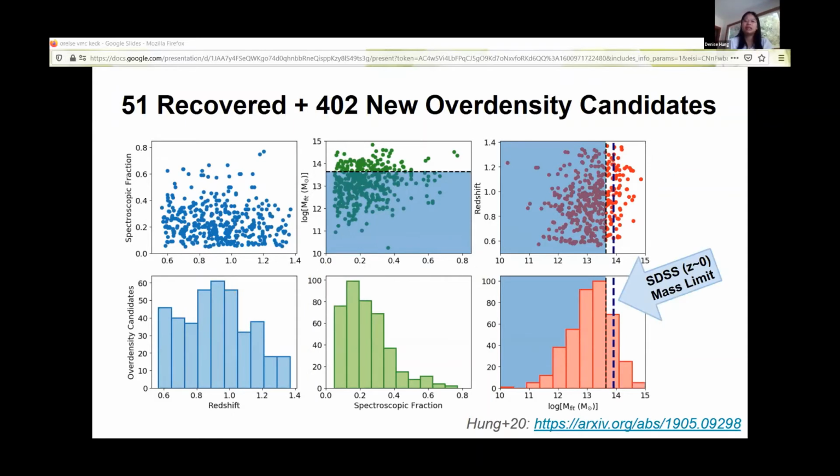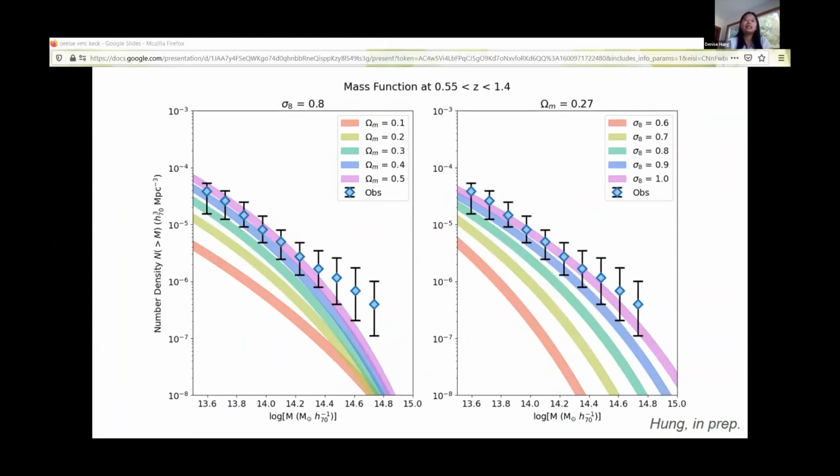Our sample is complete down to about 13.6 dex, which is slightly better than the mass limits of cluster studies with Sloan data for the local universe. The purity and completeness corrections are important to consider when we use our overdensity candidate sample to derive a cluster mass function.